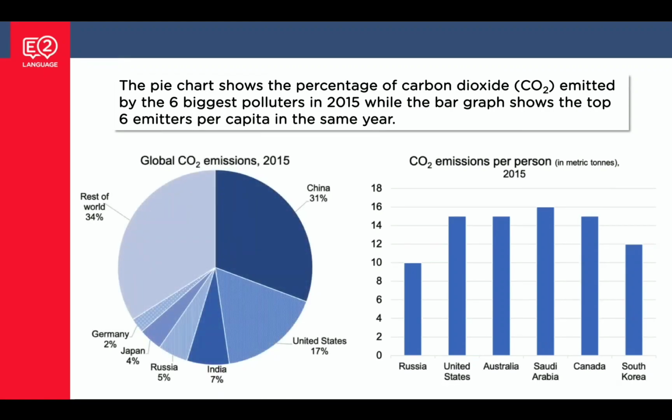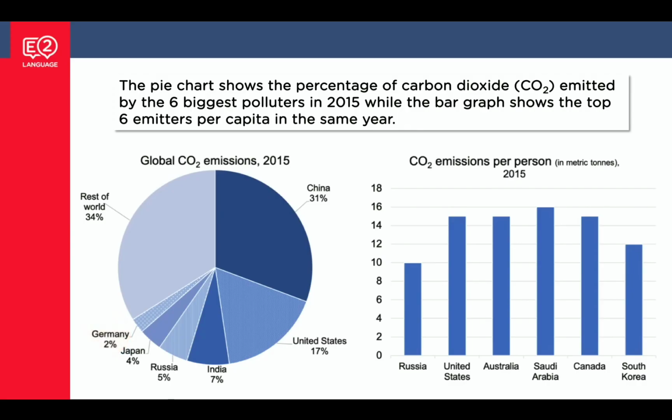And here is the full task. Now we can see that this country, which emitted 31% of the global emissions in 2015, was China, and the USA was second. So China produced the most, USA the second, and then the other big polluters were India, Russia, Japan, and Germany.